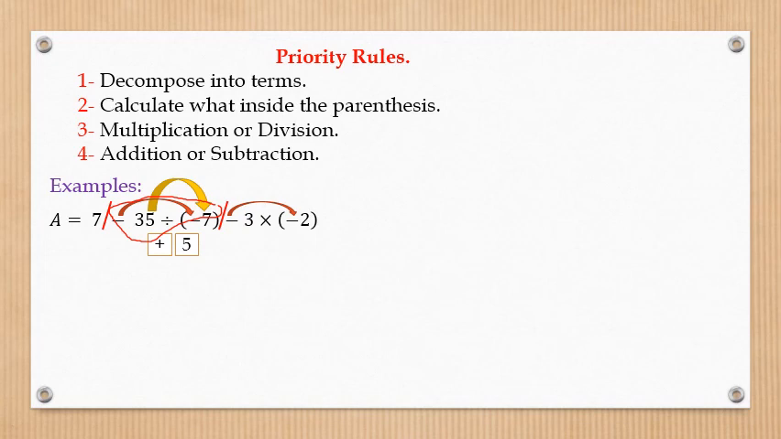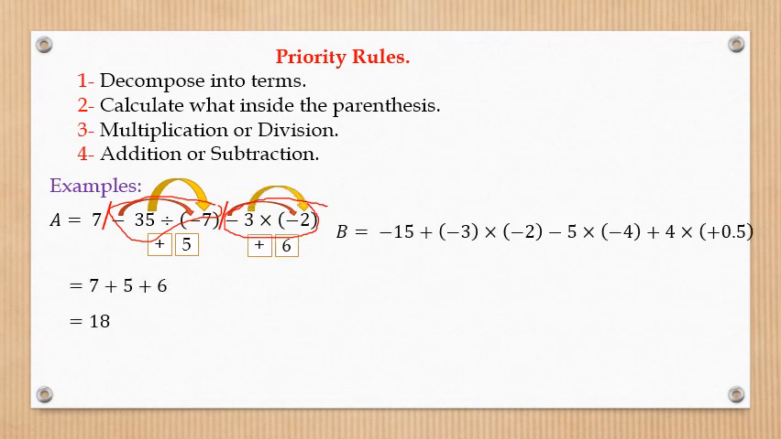Now, on the other side, we have minus 3 times minus 2. Minus times minus is a plus. 3 times 2 is 6. So on the line, I should write 7 plus 5 plus 6, which is equal to 18.